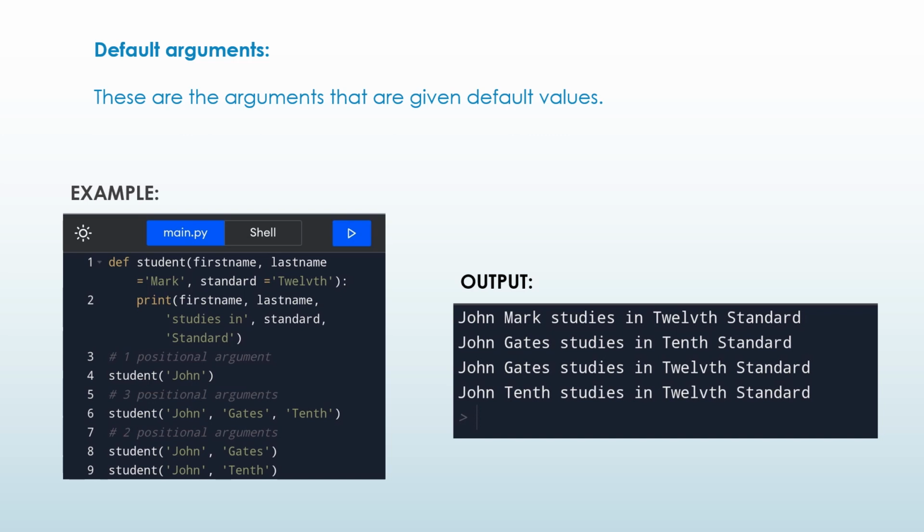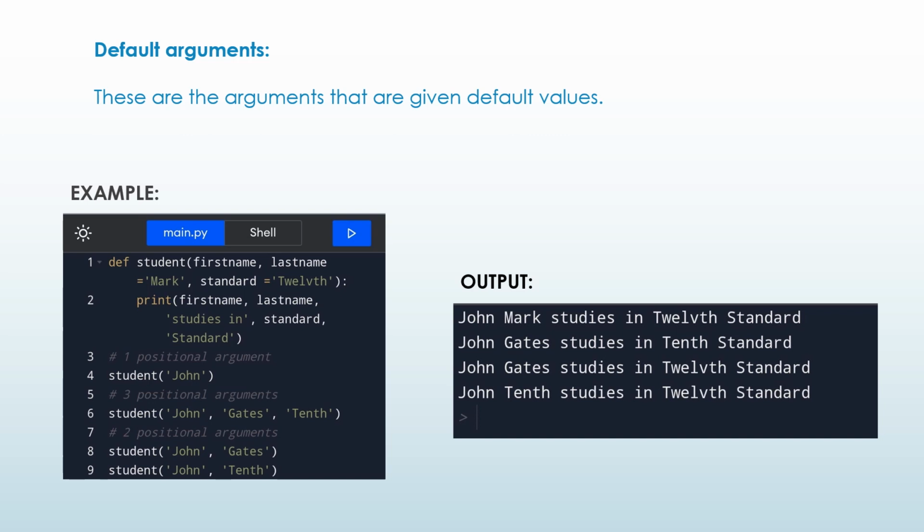The code defines a function called student that takes three parameters: first name, last name, and standard. The function prints out the student's name and the standard they are studying in. When calling the function, providing one argument, student of John, uses the default values for last name and standard. Providing three arguments: student of John, Gates, 10, assigns each argument to the respective parameter.